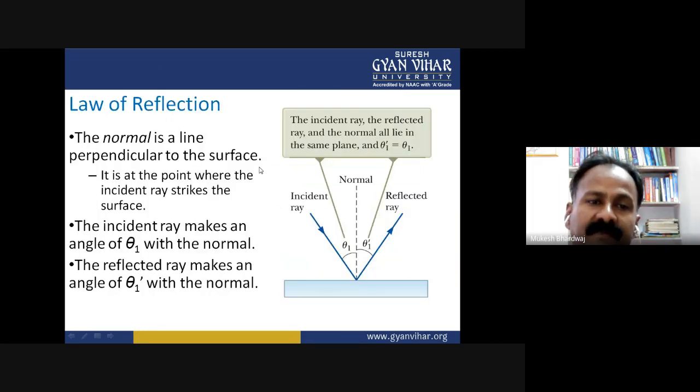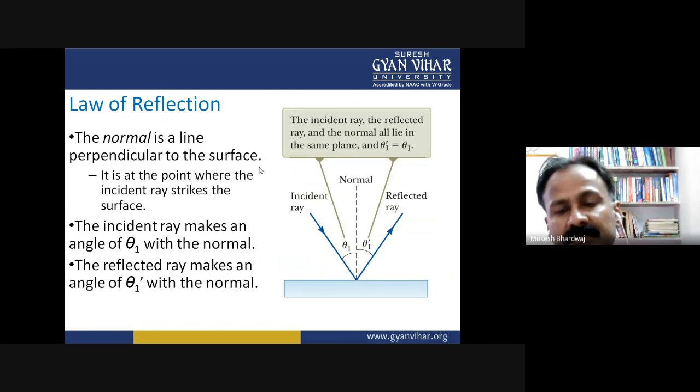Now, laws of reflection. As you see in the figure, a ray is incident on some surface and it gets reflected back with some sort of angle. The incident ray, the reflected ray, and the normal all lie in the same plane.